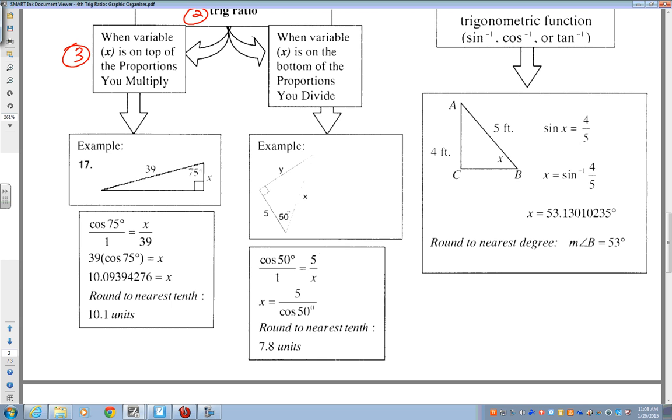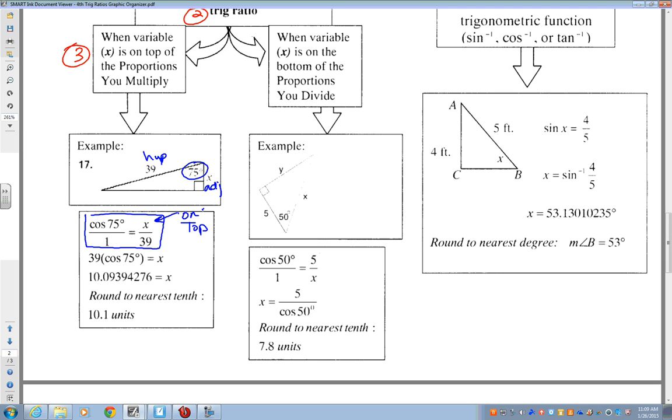Look at number 17. The first step is to label. So you circle the 75, that's your angle. Okay? X in relationship to that angle would be what part? Adjacent. So put that as adjacent. The 39 is what part? The hypotenuse. You label that as hypotenuse. So then we have to write the trig ratio. What is the trig ratio that deals with adjacent and hypotenuse? Cosine. So look what they did here. They did the cosine of 75 equals x over 39. Okay? Do you see how x is on top?